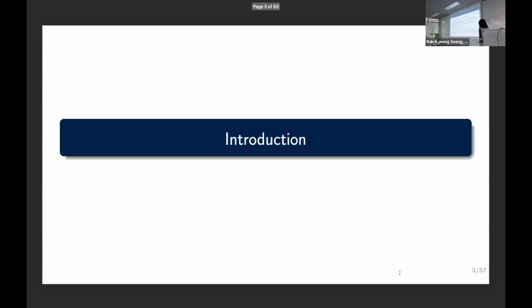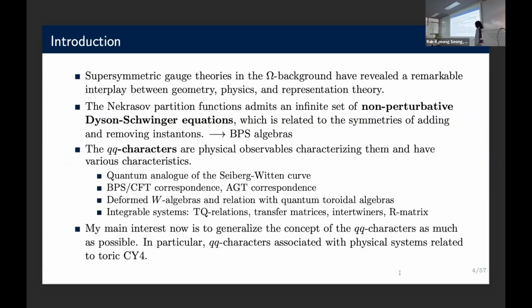So let me give a brief introduction. As we all know, supersymmetric gauge theories in the Omega background have revealed a remarkable interplay between geometry, physics, and representation theory. In particular, the Nekrasov partition functions admit an infinite set of non-perturbative Dyson-Schwinger equations. They are related to the symmetries of adding and removing instantons, which lead to concepts like BPS algebras. And what I'm going to talk about today is the QQ characters.